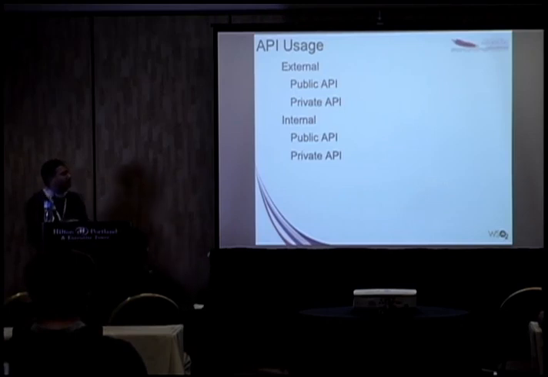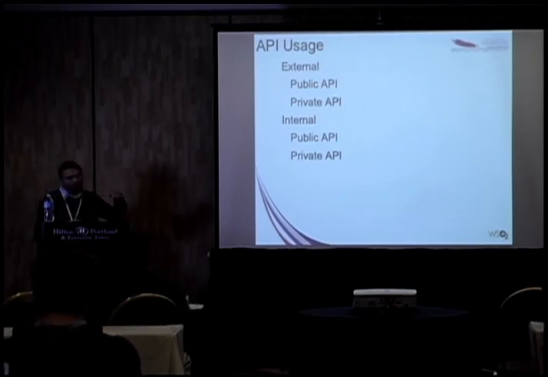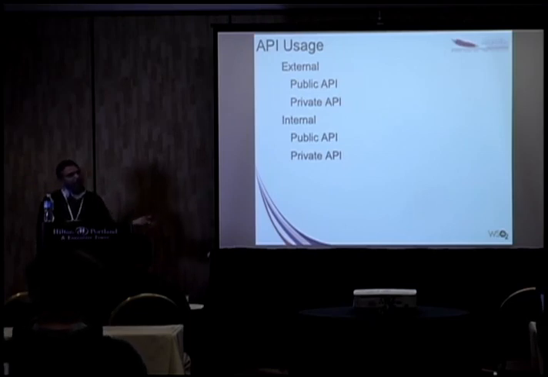If you look at API usage, we can categorize it. There can be external APIs that anybody can access, which we call public APIs, and there can be private APIs that the organization gives access to for a specific set of people. And then there will be internal APIs, because in larger organizations the services might be written by different business units.